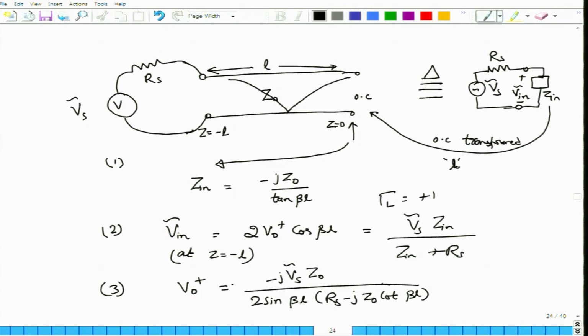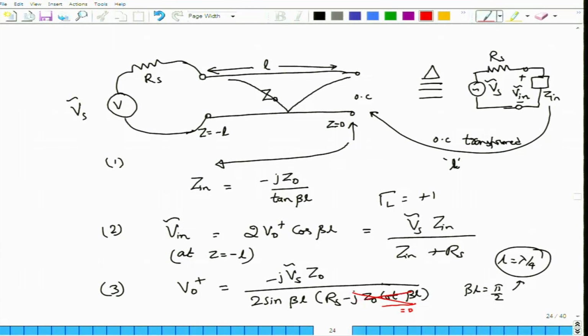Let us see if our earlier choice of L equal to lambda by 4 will lead to some sort of infinity appearing. I will consider two cases. One case is to make beta L equal to pi by 2, which corresponds to L equal to lambda by 4. When you substitute beta L equal to pi by 2, notice what happens. Yes, sine of beta L becomes 1 because sine of pi by 2 is 1, but what is cot beta L? I know that tan of pi by 2 goes to infinity, therefore cot beta L must go to 0.